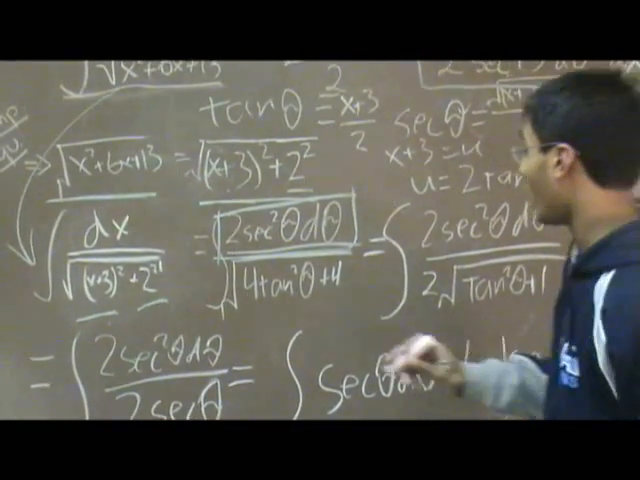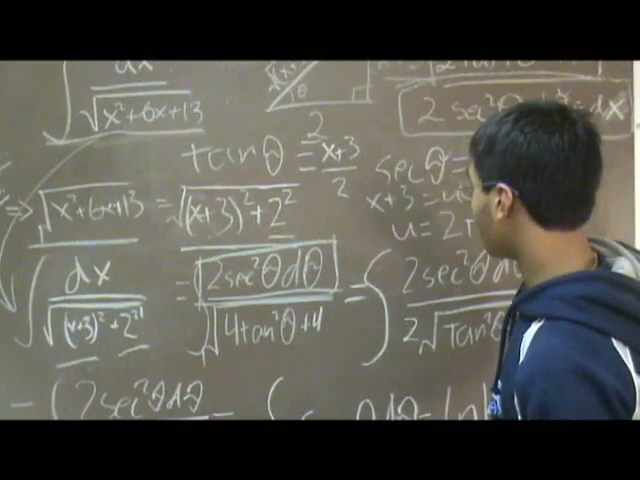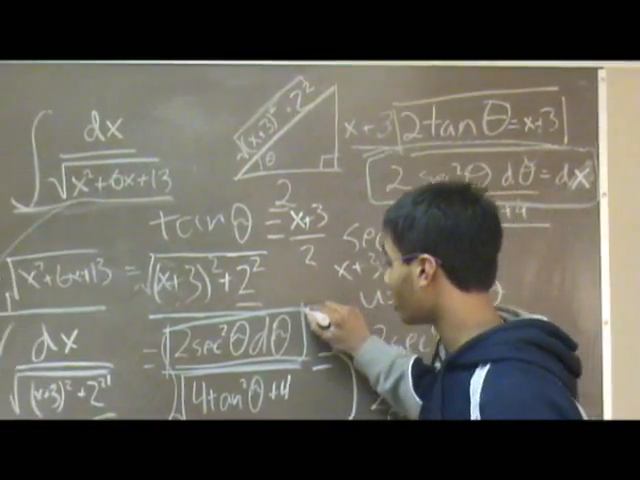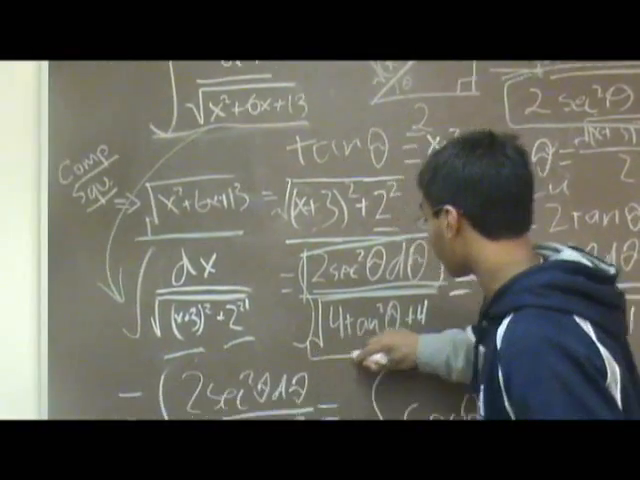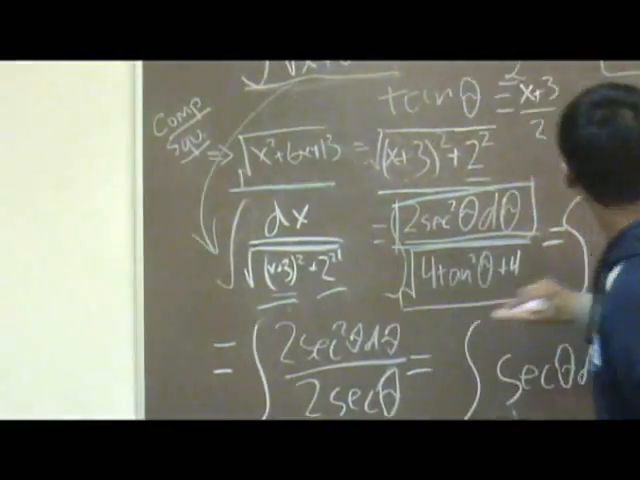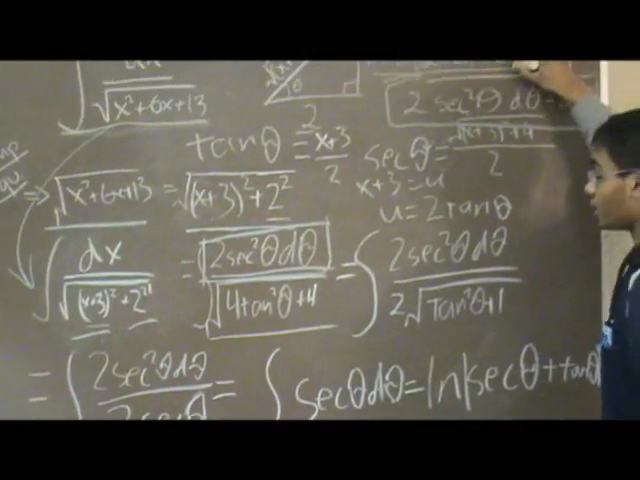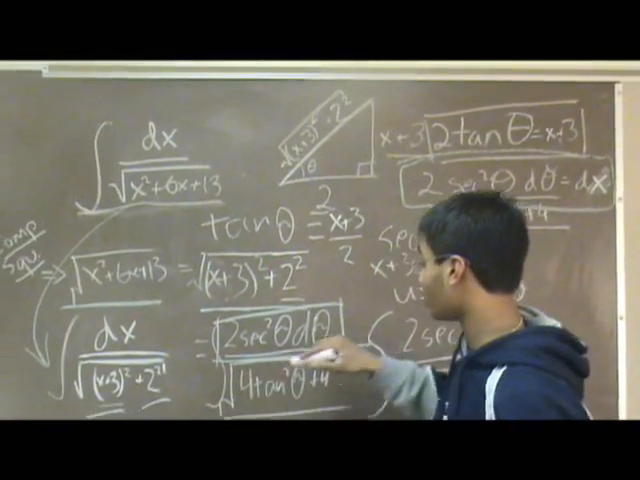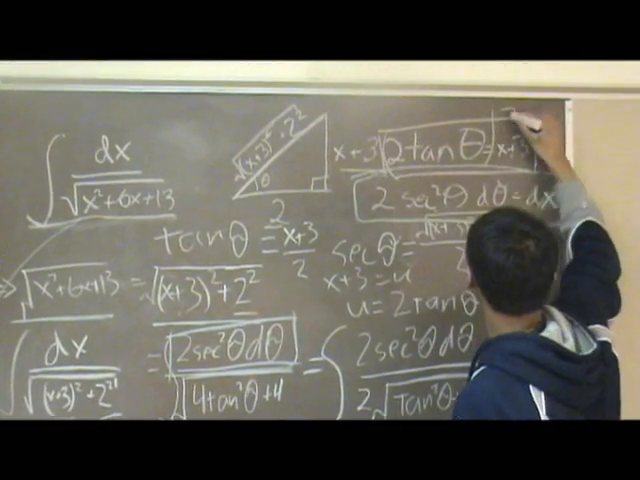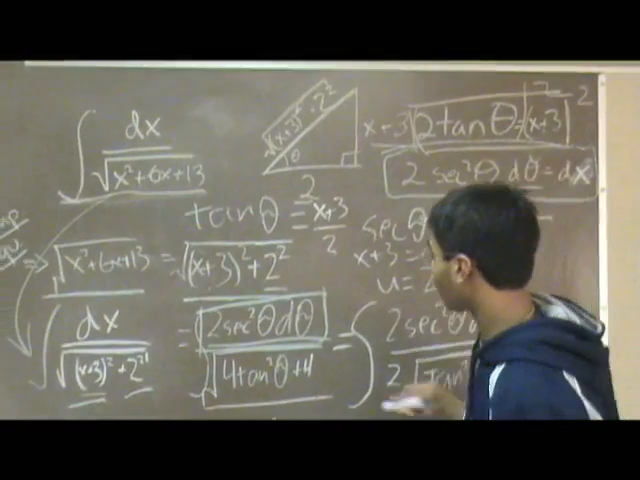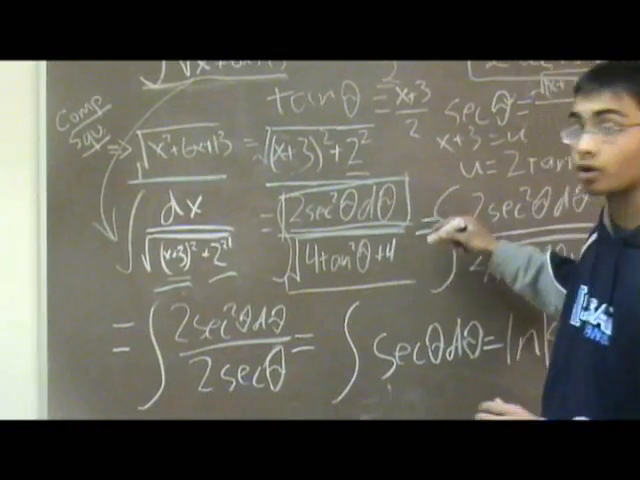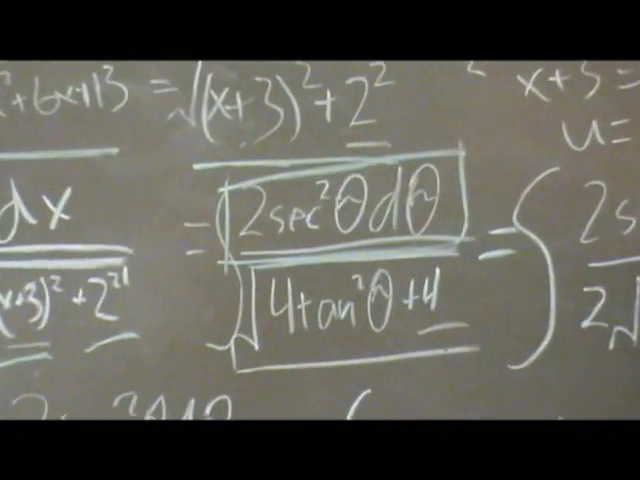Now that we substituted dx over here, we need to finish substitution on the bottom to write our integral in terms of theta. We know that x plus 3 is equal to 2 tan theta, so (x plus 3) squared is equal to (2 tan theta) squared. Over here, it's 4 tan squared theta plus 4, since 2 squared is equal to 4.